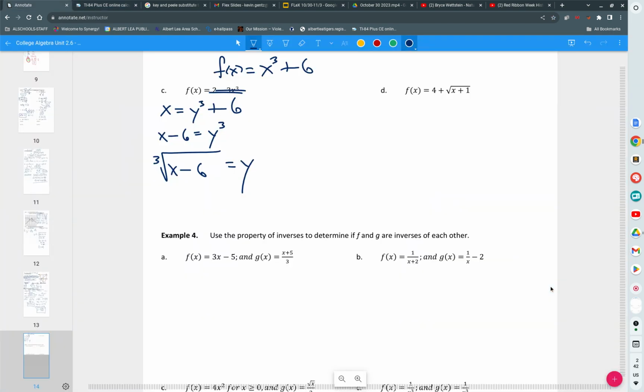Okay, next one. This is where it all comes together here. X equals 4 plus the root of y plus 1. Love this example. It shows so many elements of what we're talking about. I subtract the 4, I get x minus 4 is equal to the root of y plus 1. I square both sides, and I get x minus 4, quantity squared, is equal to y plus 1.